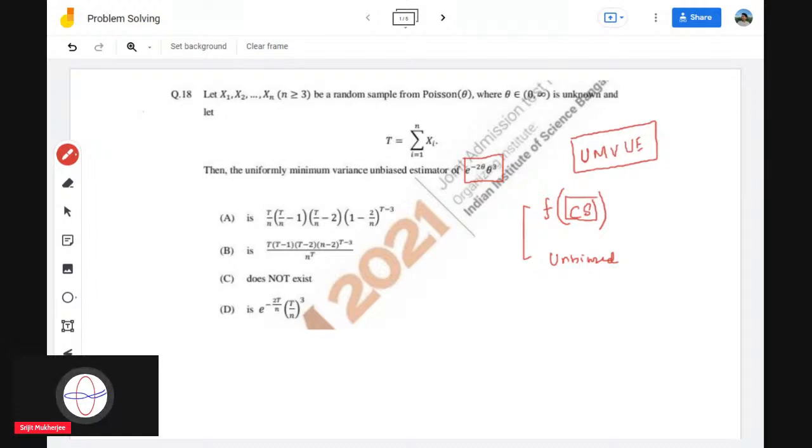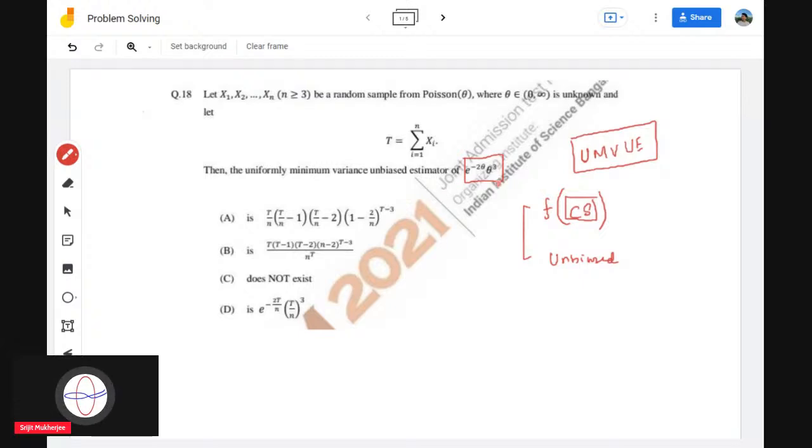We have shown something previously. In fact, Romit was also in that class. I remember we were discussing how a function of the complete sufficient statistic, is it a complete sufficient statistic? Is it true, guys? Does there exist such a theorem? Anyway, let's understand this.